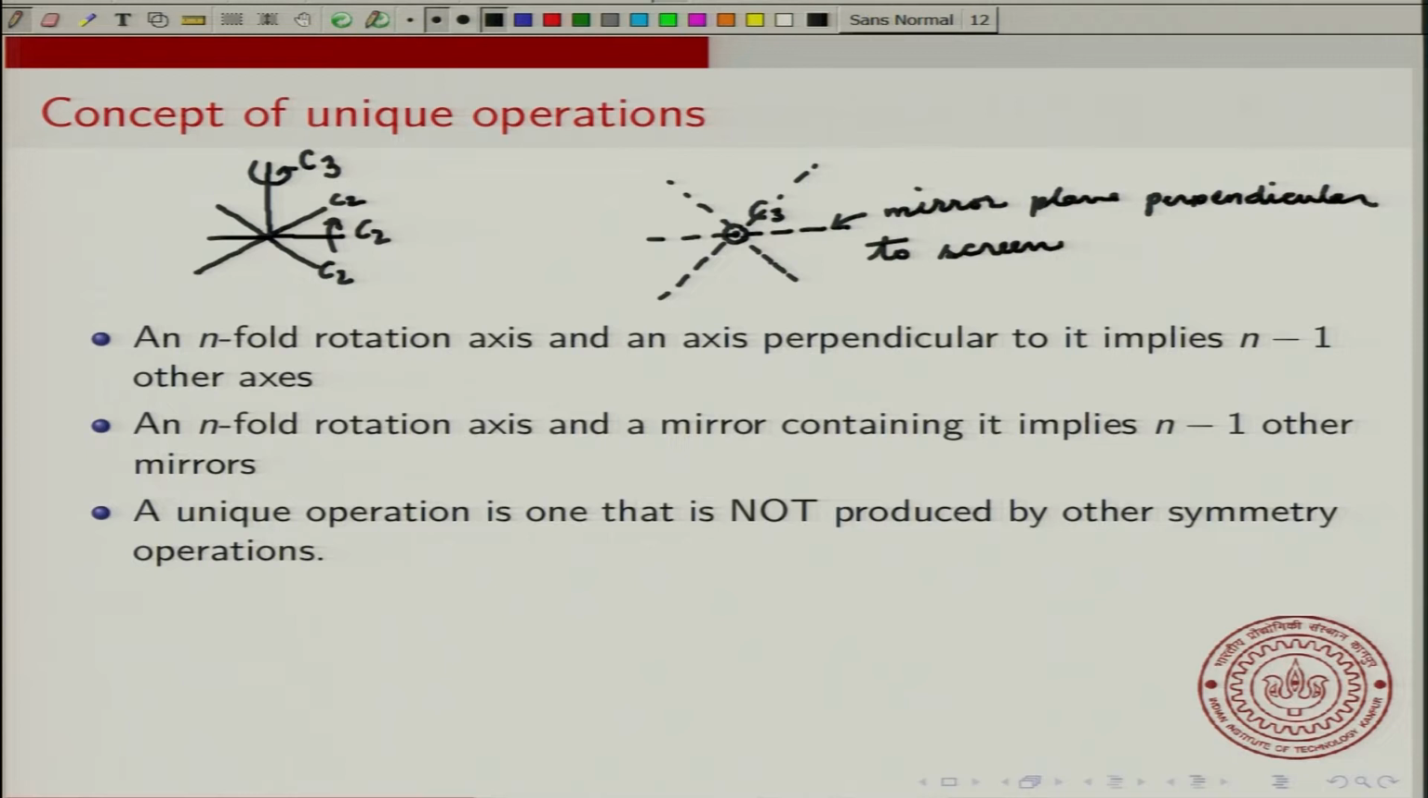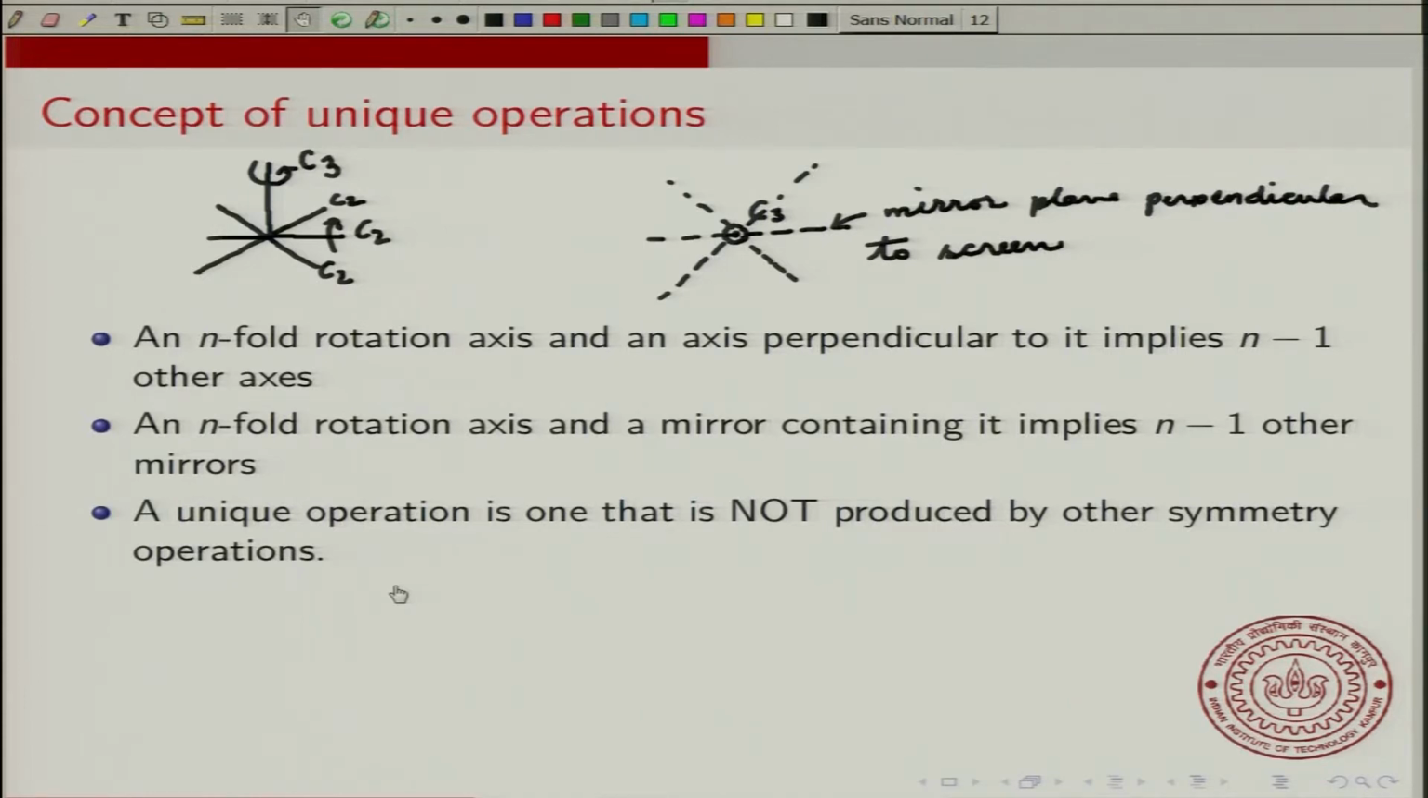Okay, so it automatically indicates that there should be two more mirrors. The point is that one of these mirrors is unique, the other two are implied by the existence of C3 and the first mirror. In other words, a unique operation is an operation that is not produced by other symmetry operations. So you can think of one of these mirrors as produced by this mirror followed by a C3. A combination of C3 operated on one mirror will give you another mirror. So a unique operation is one that is not produced by other operations.